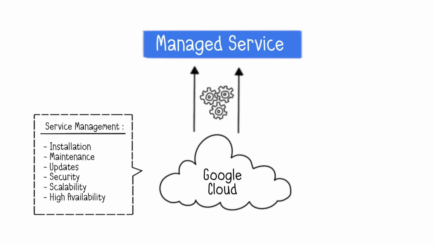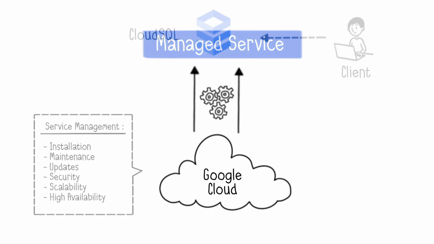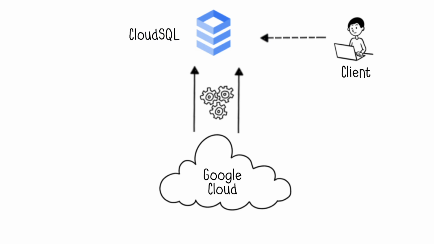In the cloud, a managed service is a solution fully handled by the cloud provider, in this case, Google Cloud. This means you, the user, don't have to worry about managing the underlying infrastructure. The provider takes care of everything, from installation and maintenance to updates, security, scalability, and high availability.